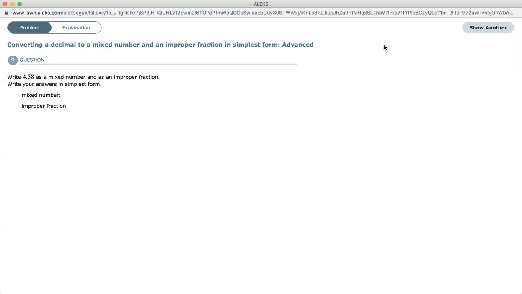Converting a decimal to a mixed number and an improper fraction in simplest form, advanced. Write 4.58 as a mixed number and as an improper fraction. Write your answers in simplest form. Okay, so we'll start off with the mixed number form.